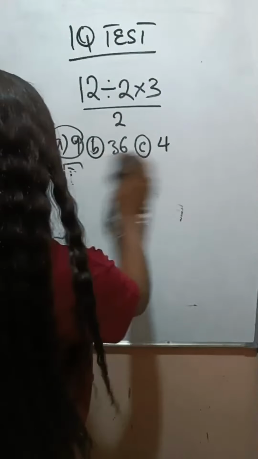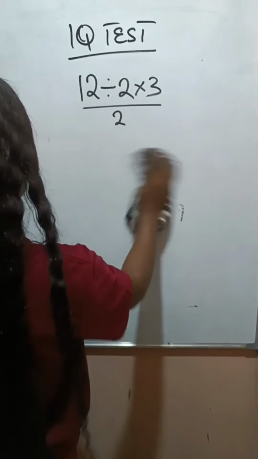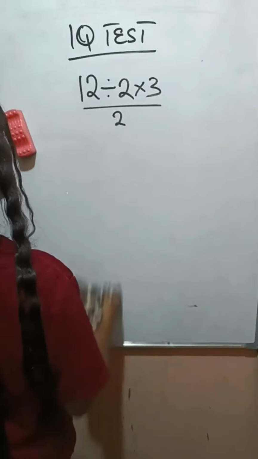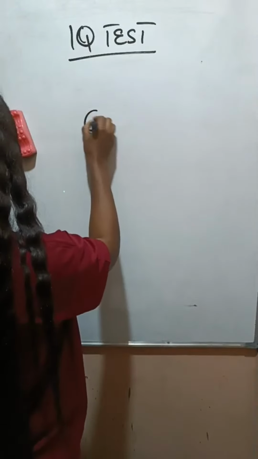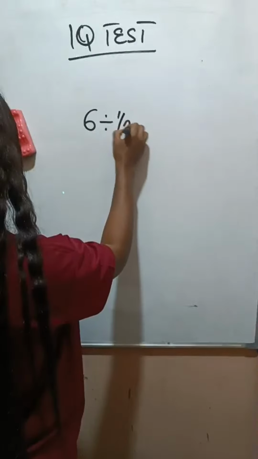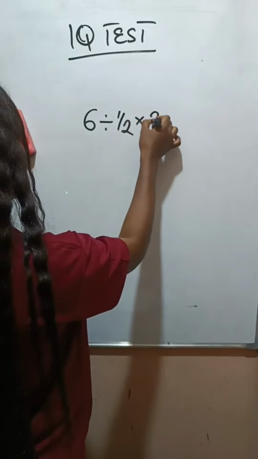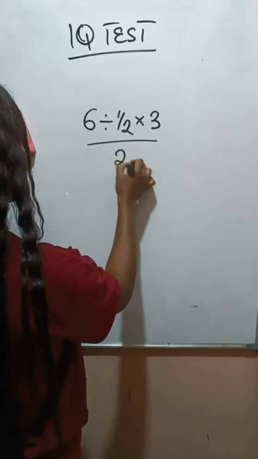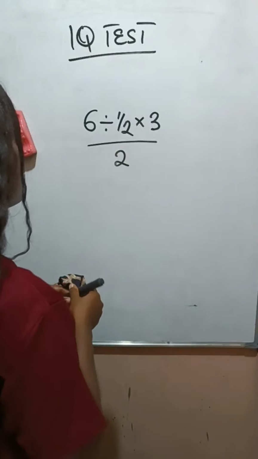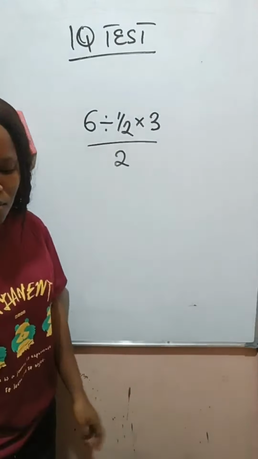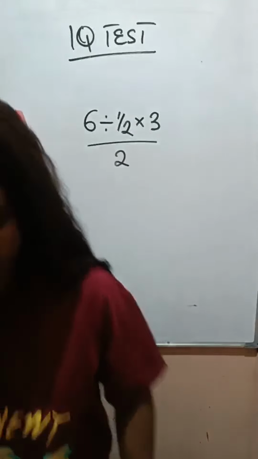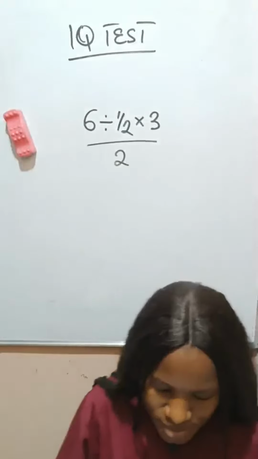This one says 6 divided by half multiplied by 3 divided by 2.